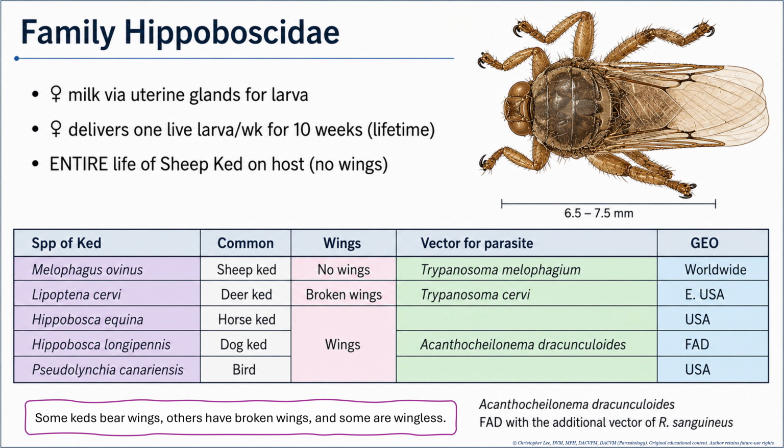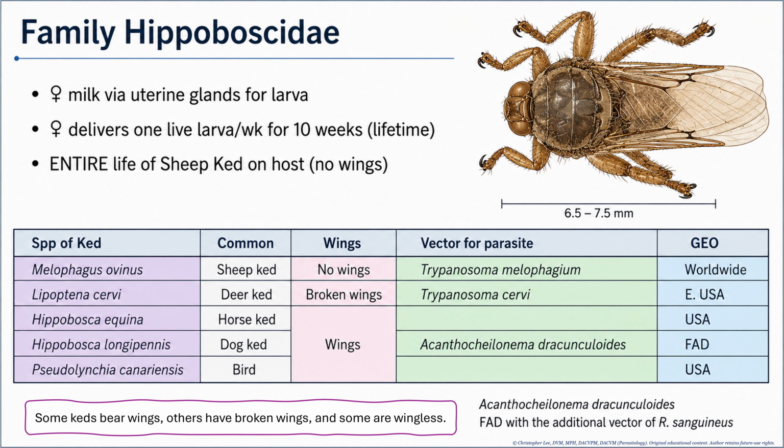A classic veterinary example is the sheep ked, Melophagus ovinus. This species is wingless and spends its entire life on the host. That close association matters because keds can cause irritation, blood loss, wool or hide damage, and in some settings, they may also be associated with parasite transmission. So when you think Hippoboscidae, think flattened clinging flies, close host association, and blood feeding.